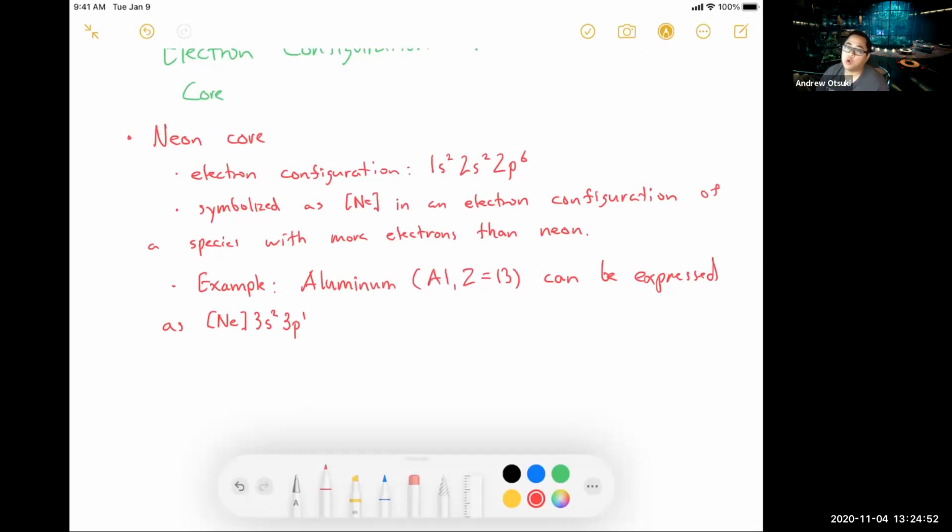A good way to know you wrote the correct electron configuration is to count the number of electrons in the element. For example, aluminum has 13 electrons. If we go back to our neon core, it has 2 electrons from the 1s, another 2 electrons from the 2s, then 6 electrons from the 2p. So that's 10 electrons. And then it has 2 electrons from the 3s2, plus 1 from the p, which equals 13 electrons. So you have 2 plus 2 plus 6. So this is the neon core.